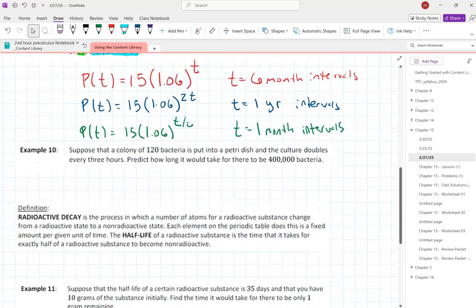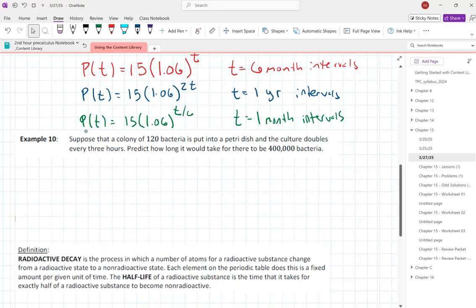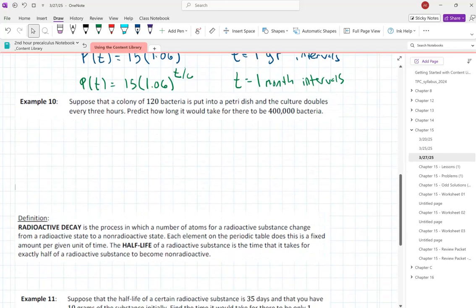Let's look at an example where now we do that. We'll write our model and then solve it for a value and have to do the unpacking part at the end to make sure that we're answering our question correctly.